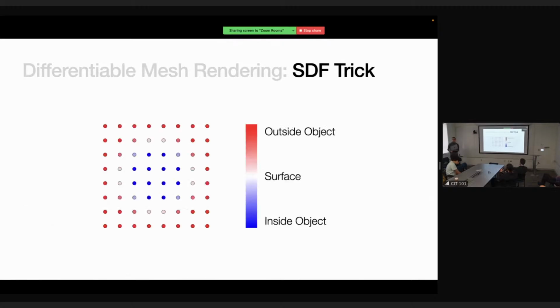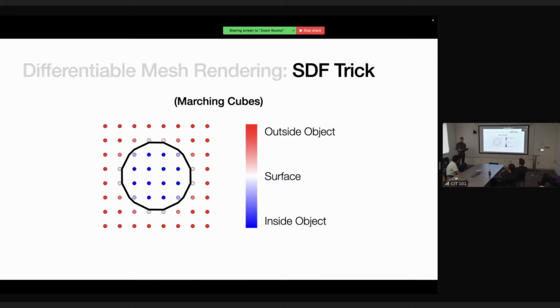Here we have our grid of signed distance values. The positive signed distance values are shown in red. Those are outside of the object. The negative signed distance values are blue. Those are inside the object. And then the near-surface area is white. Then you can run an algorithm like marching cubes to get a surface, and this will be a mesh.